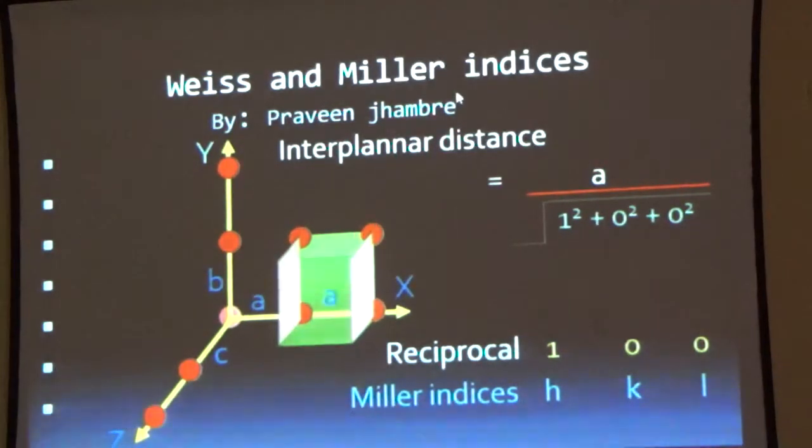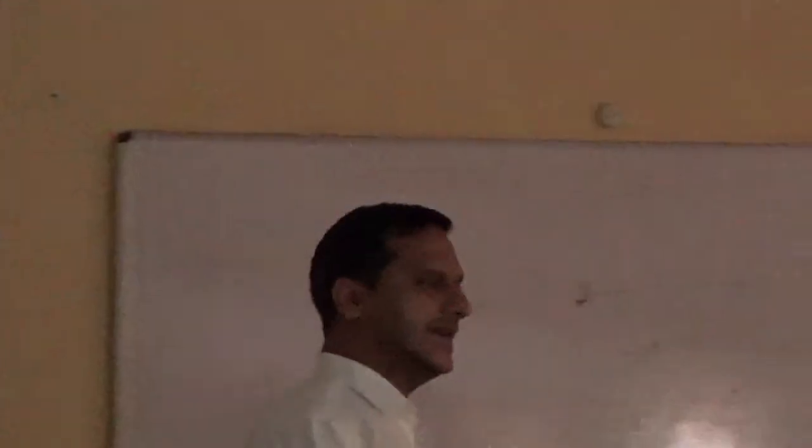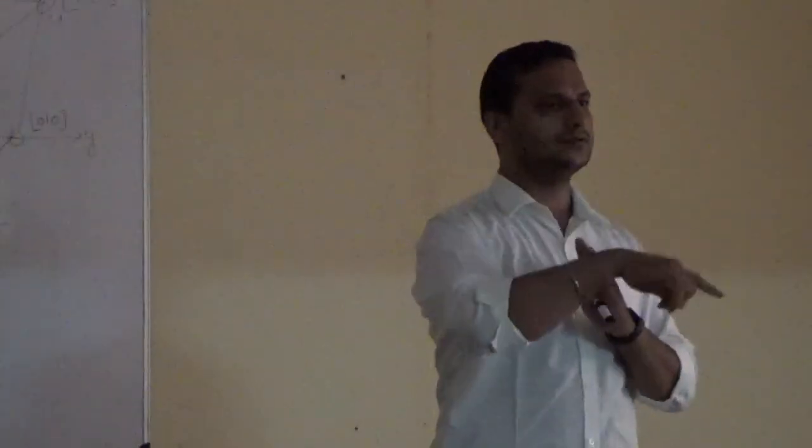So simply we can calculate it with the help of the intercept values, which are h, k, l, and the unit length a. That gives the distance between two planes in all directions, in the x-axis, in the y-axis, and in the z-axis.